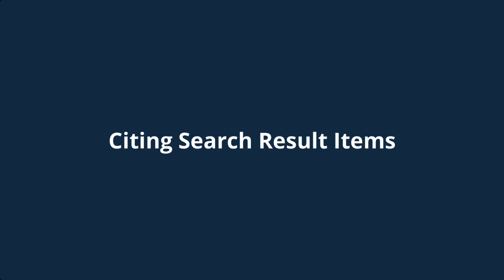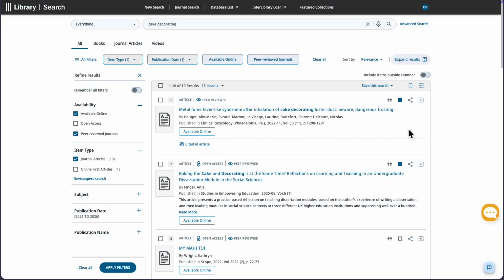Citing search result items. Another resourceful tool is the citation feature, which will automatically generate a citation in the format of your choice. You can use this feature by navigating to the item you'd like to create a citation for and selecting the Citation button, usually represented by a quotation icon.